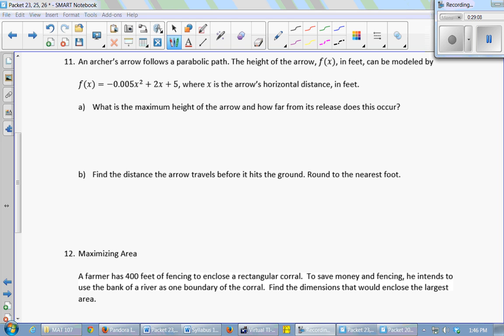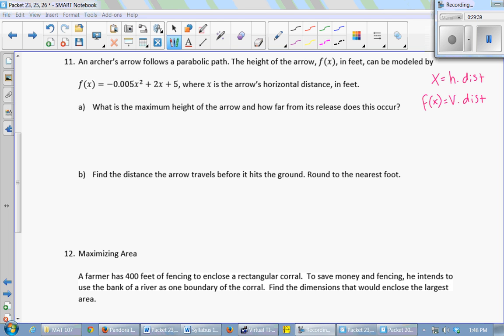So it's always good to remember, x is horizontal distance, and f of x, or y, is vertical distance above the ground. Sometimes it helps to jot those things down to keep track of what things mean in a real problem. So I want to know the maximum height of the arrow. So I'm looking for a y coordinate because it's a vertical height. And how far from its release does it occur? So that's the x value.